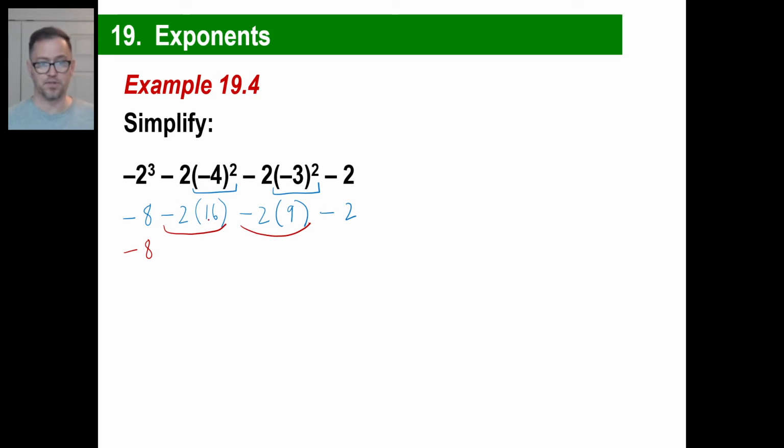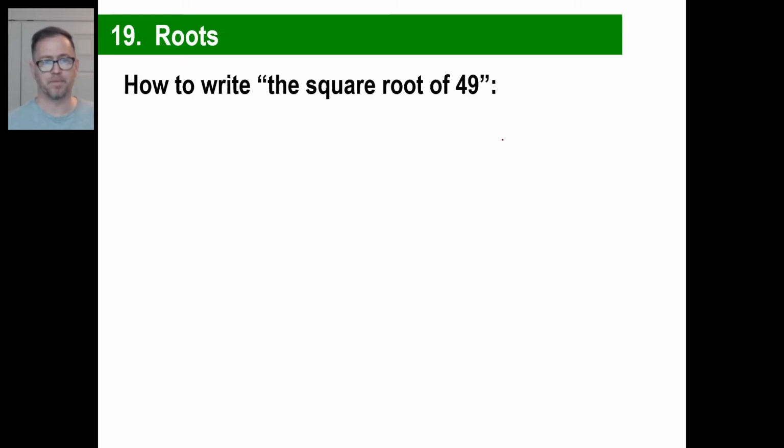So negative 2 times 16, if you do the arithmetic, is going to be negative 32. Now we have negative 2 times 9, that is negative 18, minus 2. And now all of these are negatives, right? So all you need to do is forget all the negatives, add all the numbers together, and then make the answer a negative. So if you do that, 8 plus 32 is 40, then 18 plus 2 is 20. 40 plus 20 is 60, so the answer is negative 60. There you go. All right, let's look at roots. The square root is basically the opposite of squaring.